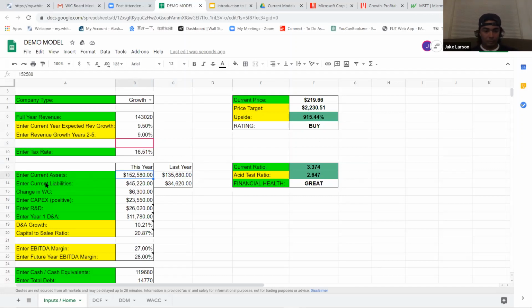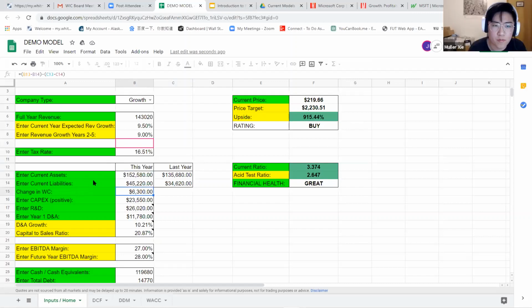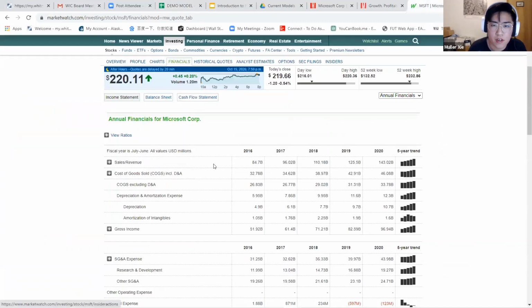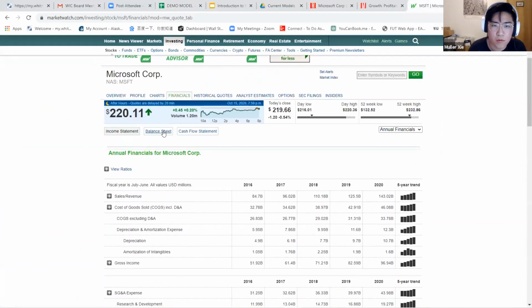So go to the next one. It's current assets and current liabilities. We need the current assets and current liabilities to help us calculate the change in working capital. The formula for working capital is current assets minus current liabilities. And for the change in working capital, we want to use this year's working capital minus the past year's working capital. For the current assets, we can also find this on MarketWatch.